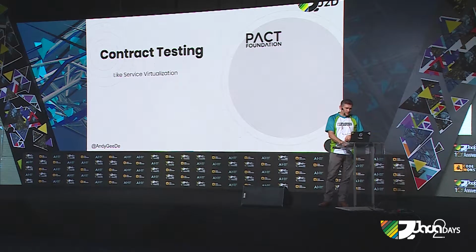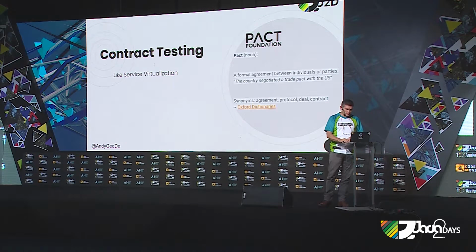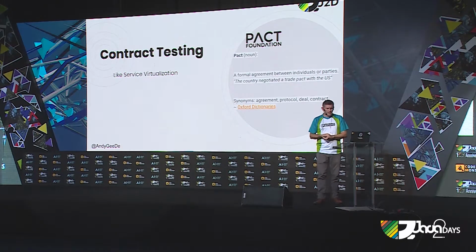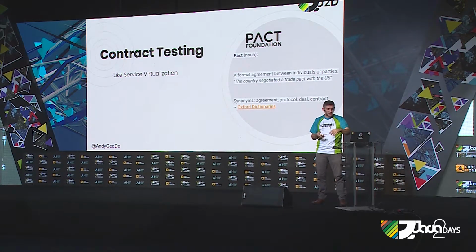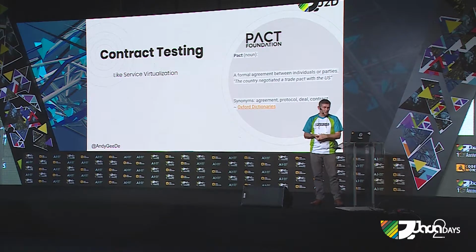And the main tool for this is Pact. It's kind of funny. On their front page, they have a nice explanation about what Pact is: a formal agreement between individual parties. As an example, the country negotiated a trade pact with the US. Well, as we know, nobody's negotiating trade pacts with the US right now, so just pick any other country you want. It's just an agreement between two different parties.